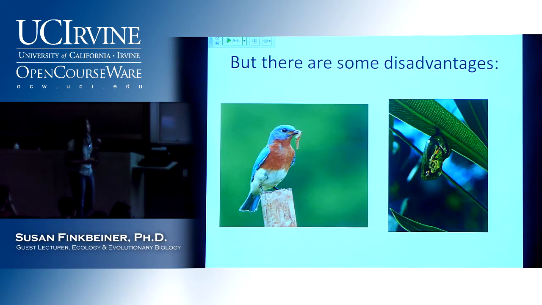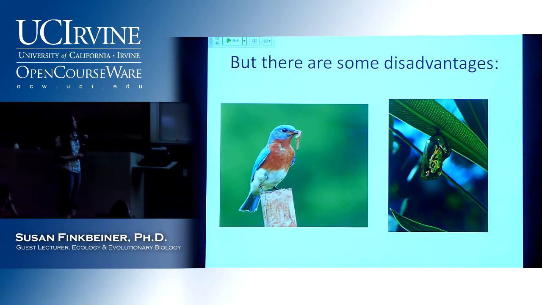There are some disadvantages. Of course, if you're a caterpillar, you're not very quick. You cannot very easily escape a predator. And if you are a chrysalis or a pupa, you have no way of detecting a predator around you at all. So there are some disadvantages, but the advantages definitely outweigh the disadvantages.